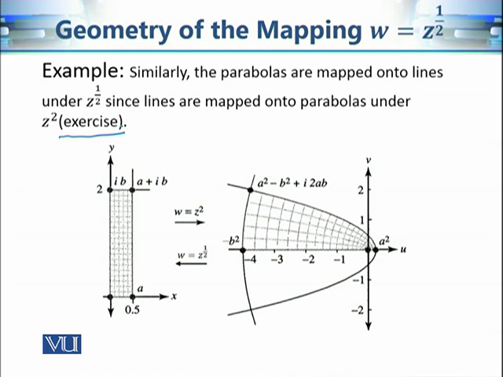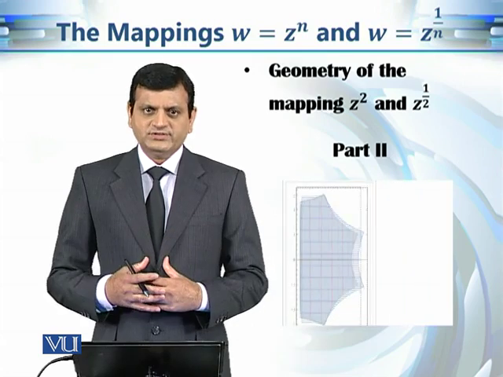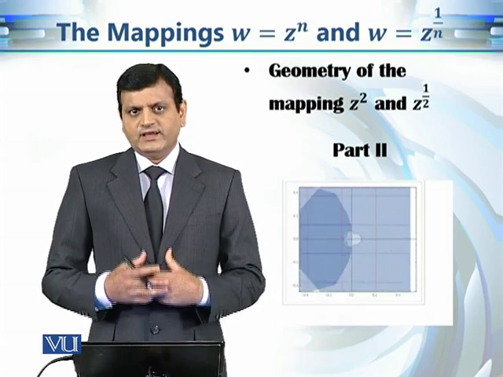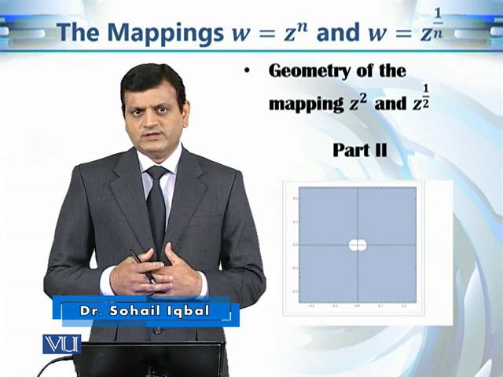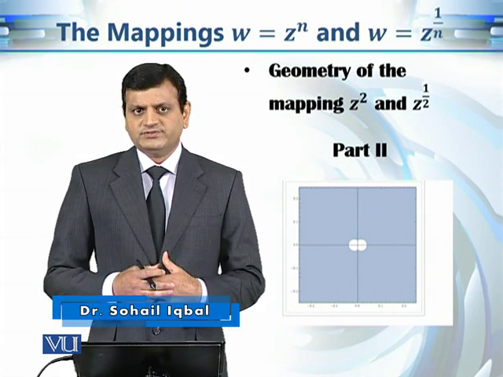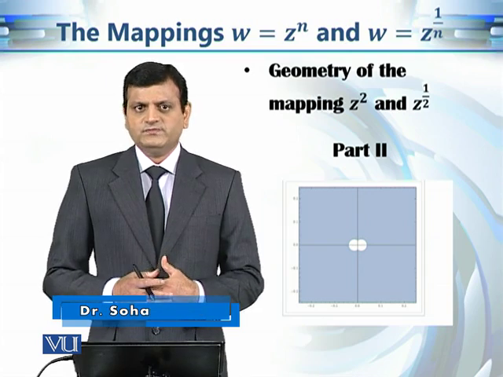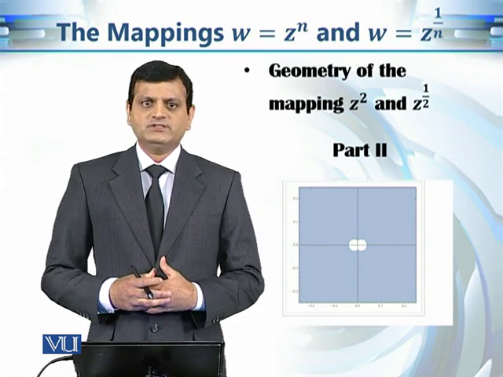So this is the end of our discussion on the geometry of z square and z raised to power 1 by 2 functions. We'll continue our discussion in part 3, where we will study the geometry of more general functions, which are z raised to power n and z raised to power 1 over n.